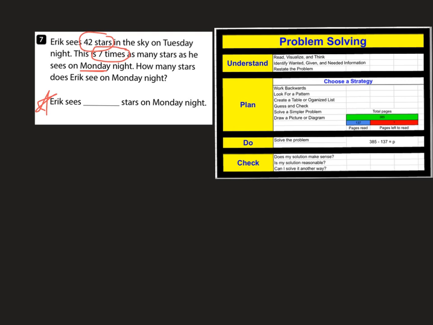So stars in the sky for Tuesday would be 42, and I know that that is 7 times more than Monday. So in order to find Monday, we have to divide by 7. We have our equation with our variable, and 42 divided by 7 will give me 6. Eric sees 6 stars on Monday night.